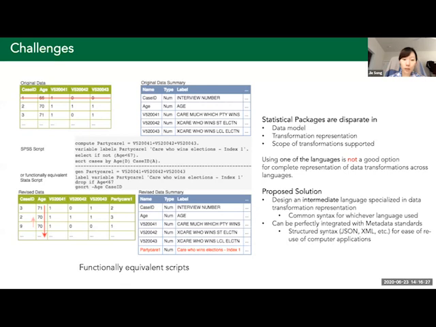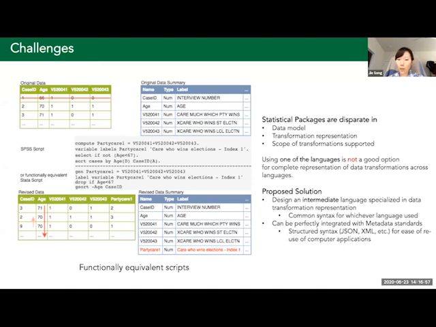So we are not able to see the data models now for these two languages. But for the transformation representation, the syntax is quite different. Users may be expert in one language, but not in another. And third, the scope of transformation supported is also quite different. The functions supported in one language may not be available in another language.